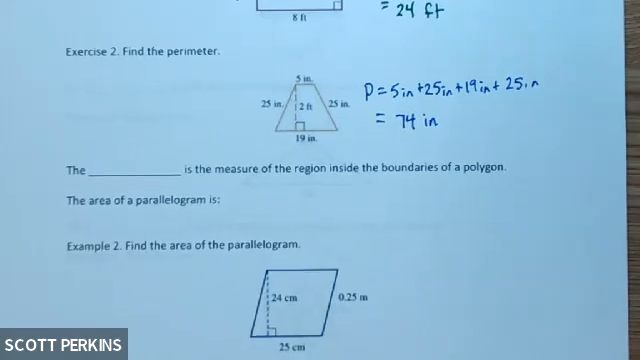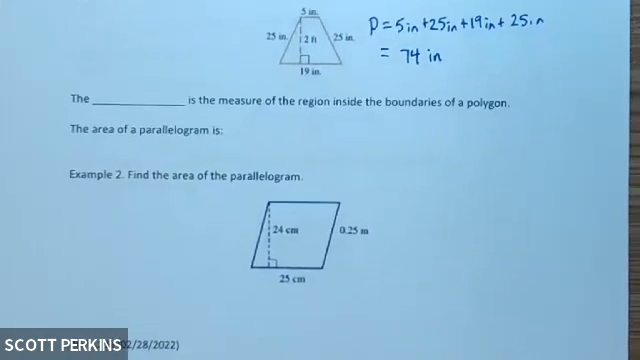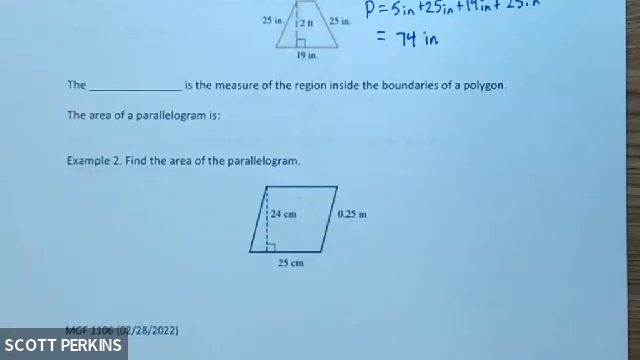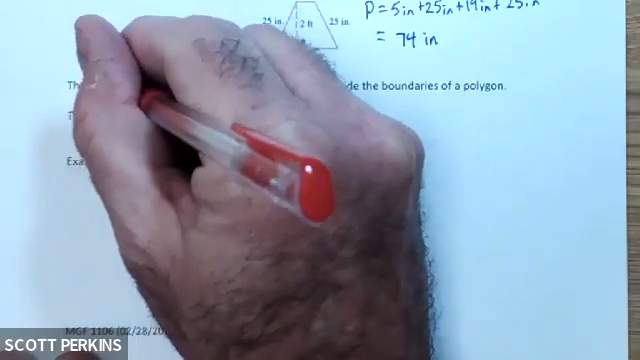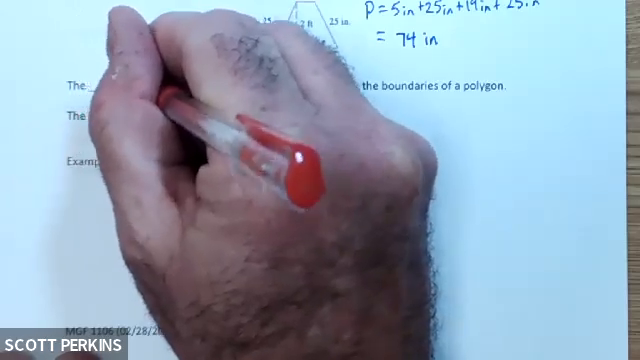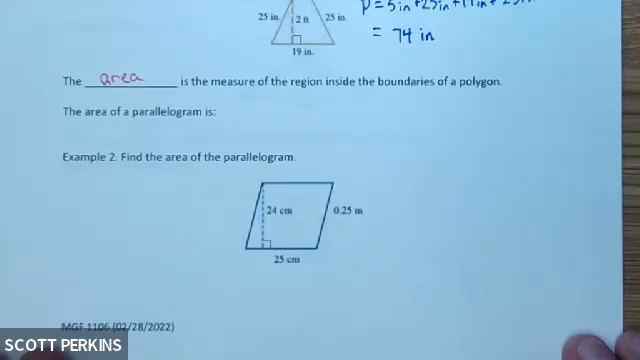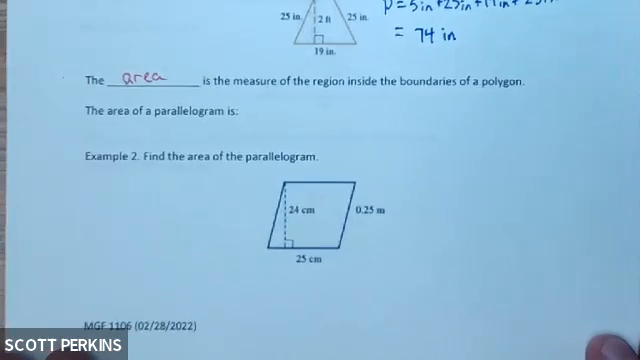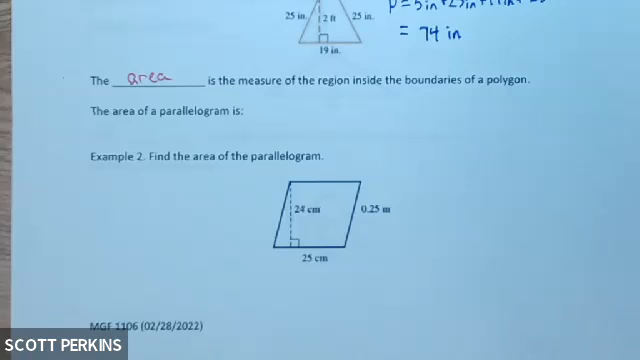Okay, so the next thing we're going to talk about is the measure of the inside of a polygon, the region part of it, the 2-dimensional part. And the word that we give to that inside the polygon is called the area. It is the measure of the region inside the boundaries of a polygon. So for instance, if you've ever put carpet in your house, or if you've put tile down, then that is area. Okay, that's 2-dimensional. There's a length and a width.